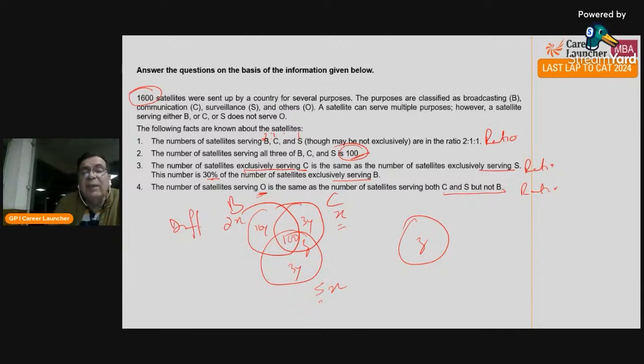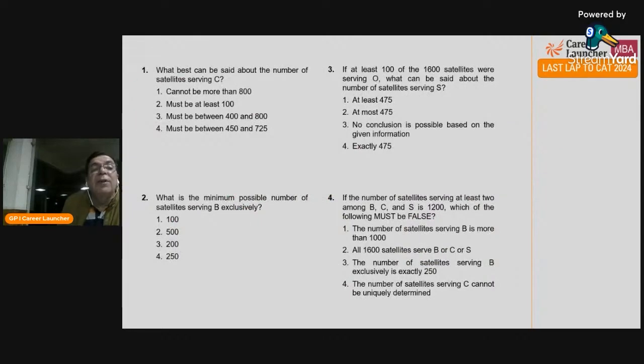So what is it telling you? It is telling you very clearly that there is a data set which is about ratios. It will make you form equations. You have to form equations and then solve them. Okay. Let's look at the questions. Look at the first question.